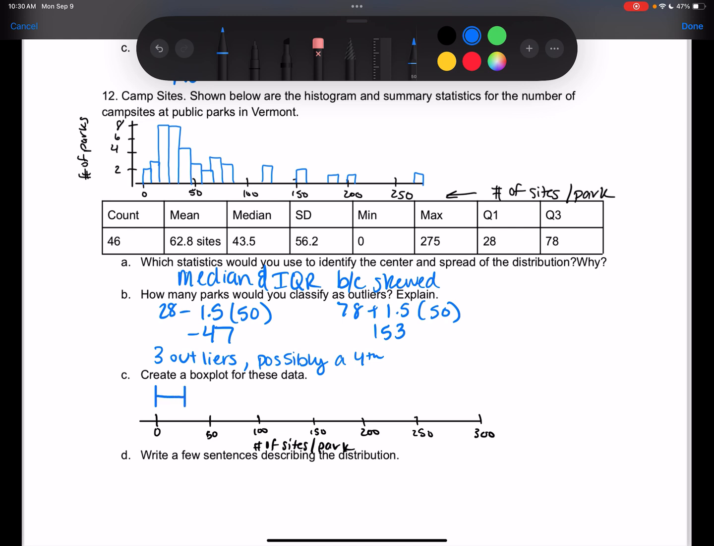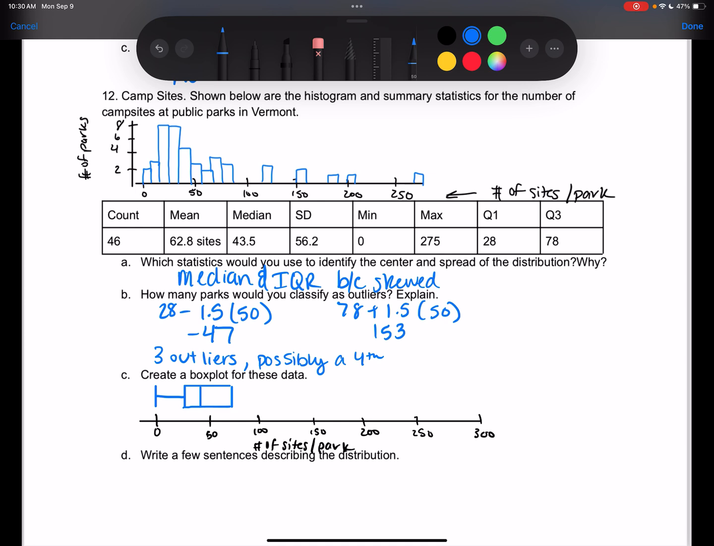Connect that like that. Median is 43.5. Q3 is 78. So I now have made my little box. Now, my max is 275.